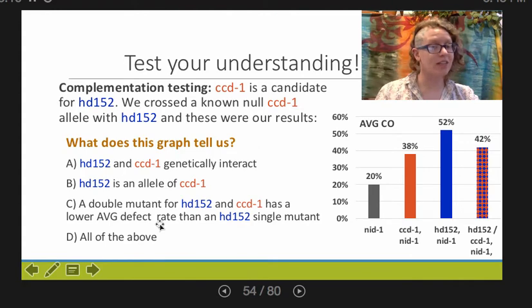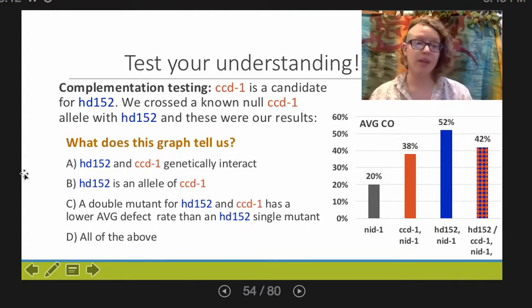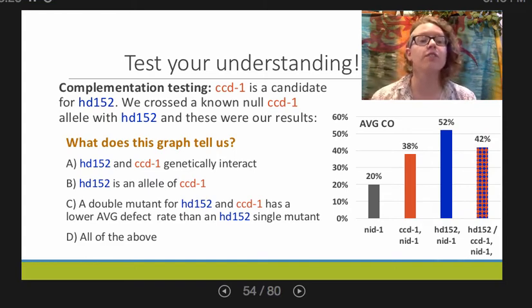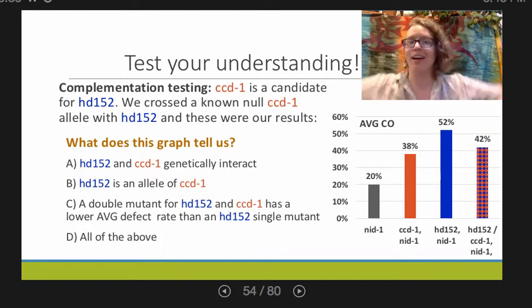What does this graph tell us? A, that HD152 and CCD1 genetically interact. B, that HD152 is in fact an allele of CCD1. C, a double mutant for HD152 and CCD1 has a lower AVG defect rate than an HD152 single mutant. Or D, all of the above. Pause, think about it, come back. Are you back? Yay!